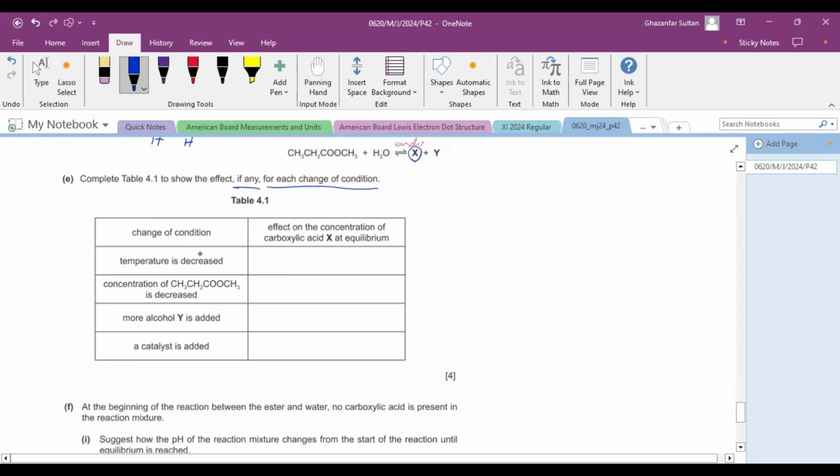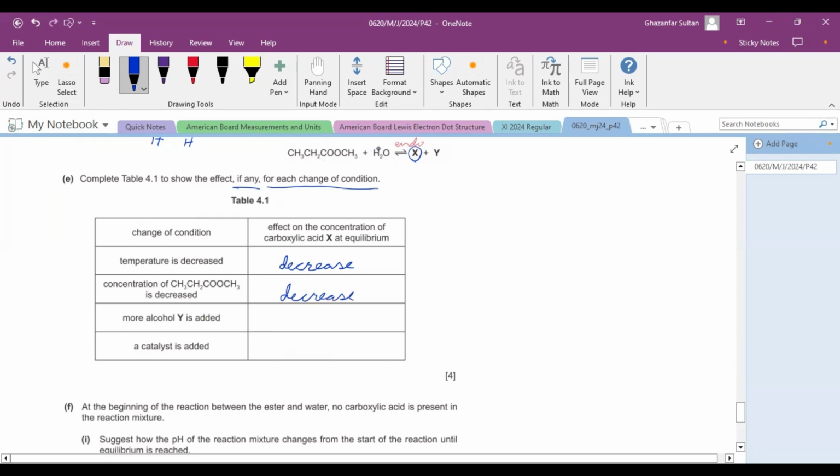So if we decrease the temperature, it will also decrease. So the concentration of carboxylic acid will decrease and the reaction shifts towards left. So ultimately, the concentration of ester would increase, but that is not part of the question. Concentration of ester is decreased. If we decrease the concentration, then again equilibrium shifts towards left. So again, it would decrease.